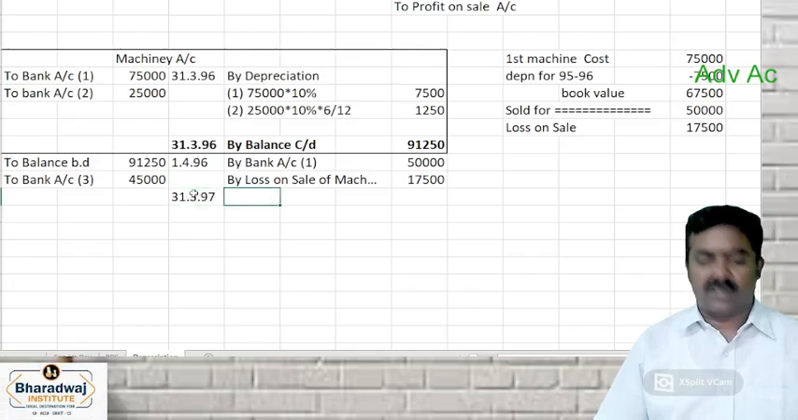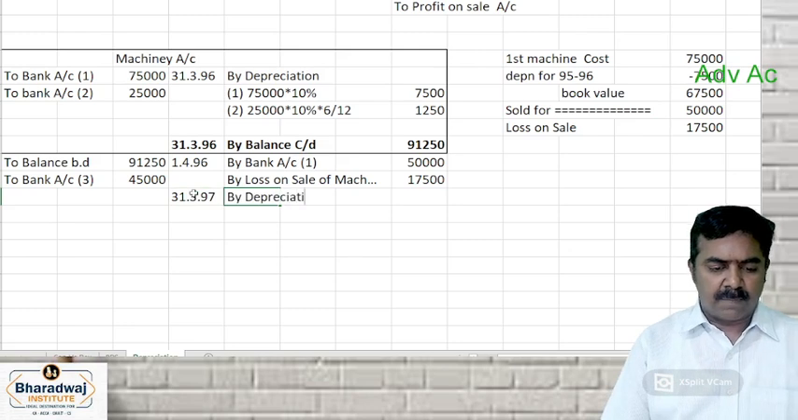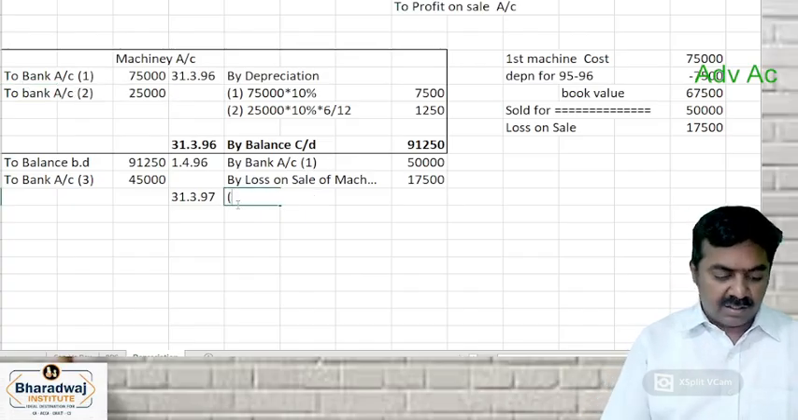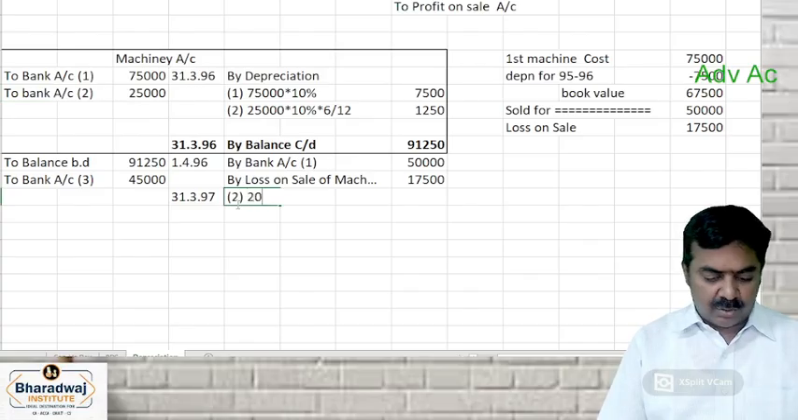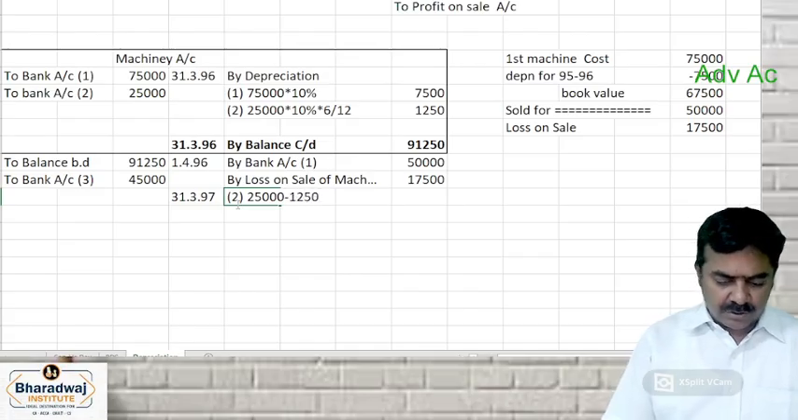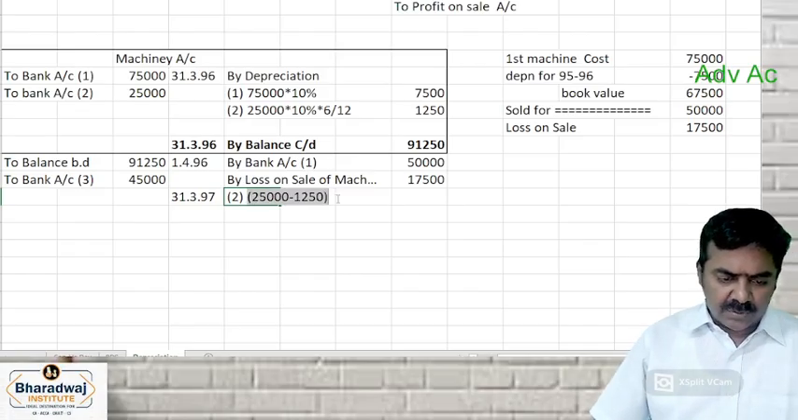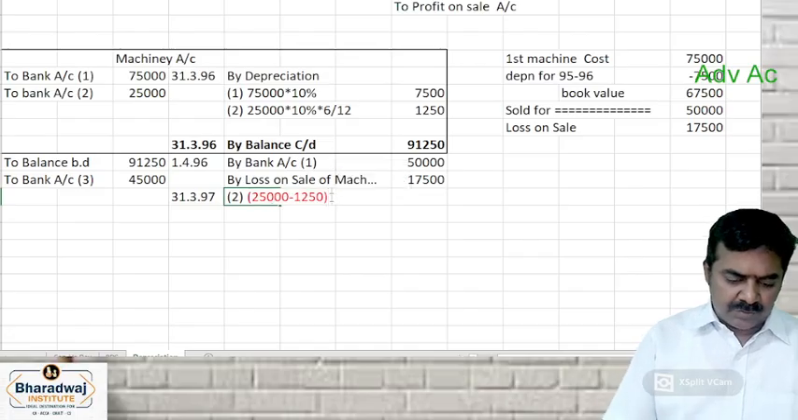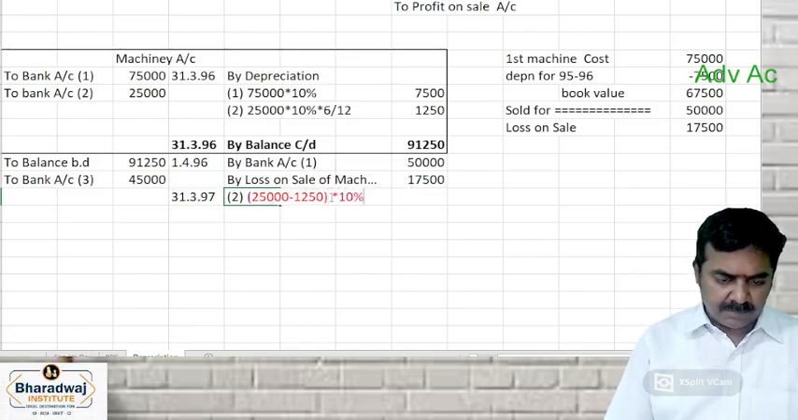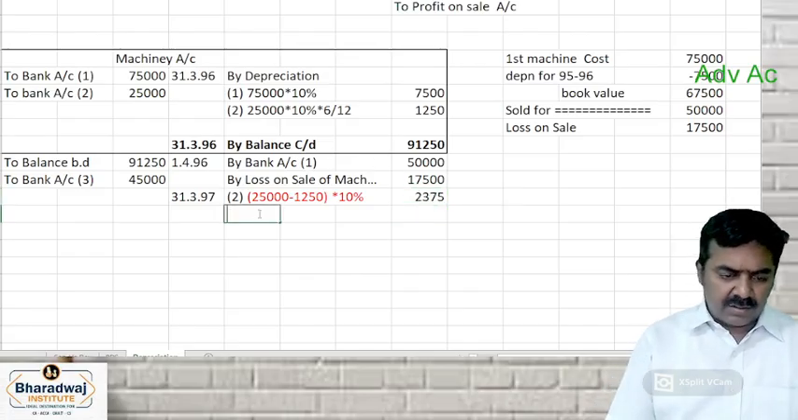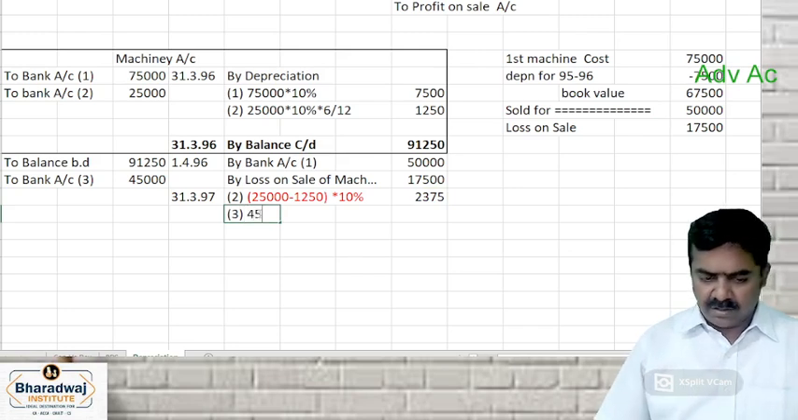31,397. End of the year, by depreciation. Which machine is there with us? The first is sold. The second machine is there with us, on WDV. 25,000 minus the first year, which we have already charged: 1,250 at 10%. 25,000 is the cost of the asset, 1,250 is the first year depreciation, at 10%. How much will come? 2,375 will come.